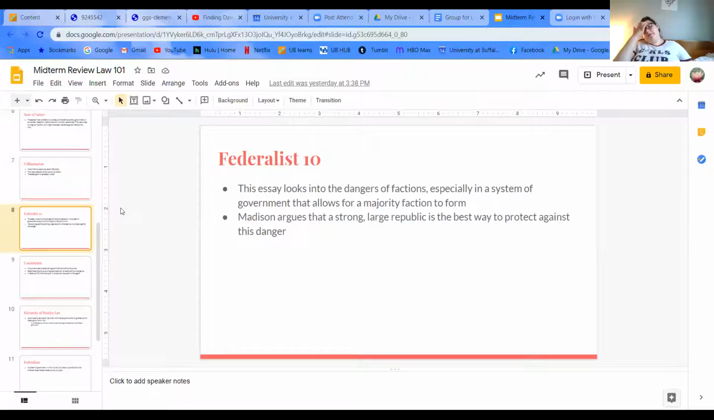So then quickly going over Federalist 10 and our discussion of it. On its most basic level, this essay looks into the dangers of factions, especially in a system of government that allows for a majority faction to form. So Madison was talking about democracy here, and instead wants a strong, large republic to protect against this.